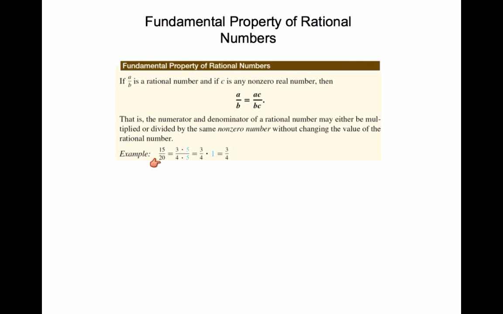So for example, 15 over 20, if I break this into its prime factors, would be 3 times 5 over 4 times 5. Notice that 5 over 5 returns to 1, so the whole thing would equal 3 over 4. We've done this before. 3/4 is equal to 15 over 20.